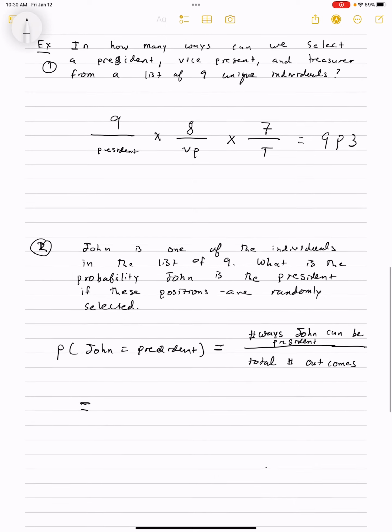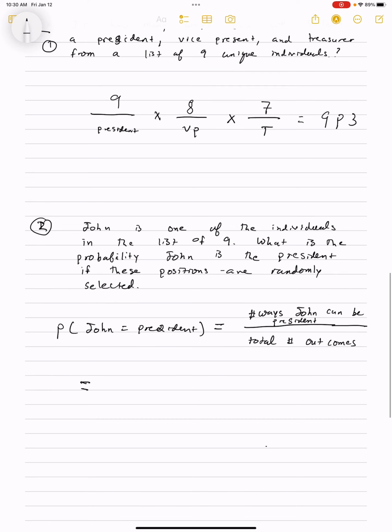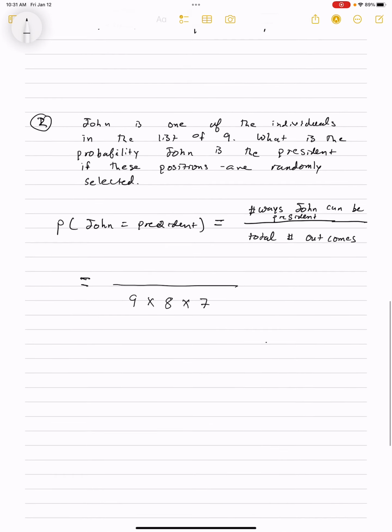Okay. Now, let's ask a question about probability. John is one of the 9 individuals in the list of 9. What is the probability John is the president, if these positions are randomly selected? Okay. Now, first thing that I notice is the total number of outcomes, if they're randomly selected, is computed by part 1 above. So any one of the 9 could be president, so 9. Any one of the remaining 8 individuals could be VP, and then the same for treasurer. So in the denominator, the total number of outcomes is 9 times 8 times 7.